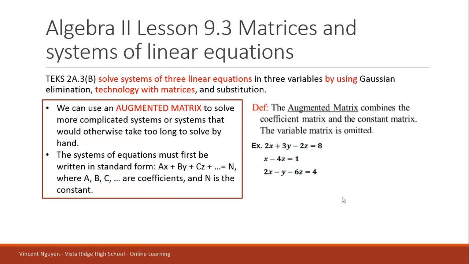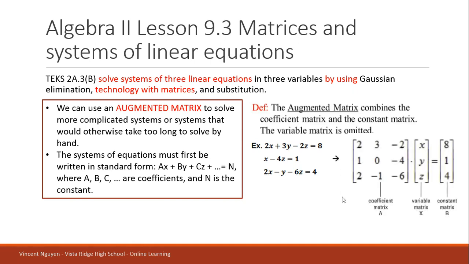The first thing is we have to arrange them in standard form, which they are, okay? And then we're going to arrange them in what we call an augmented matrix. So we're going to combine. As you can see here, the coefficient matrix is the matrix that takes all of the coefficients of x, y, and z and arranges them into a 3 by 3 matrix. This is a square matrix. It has three rows and three columns, right?